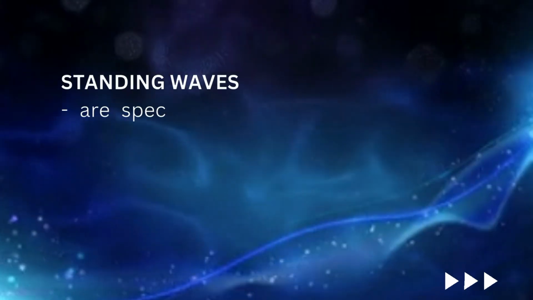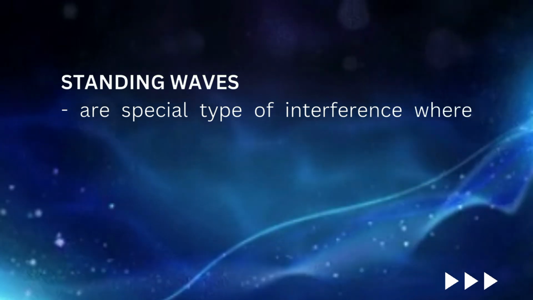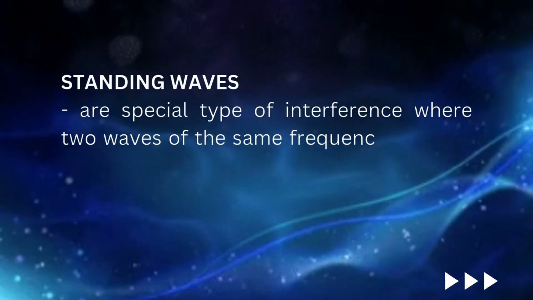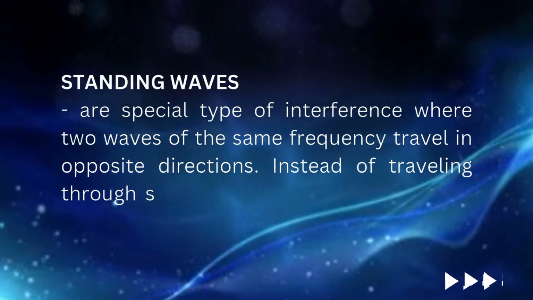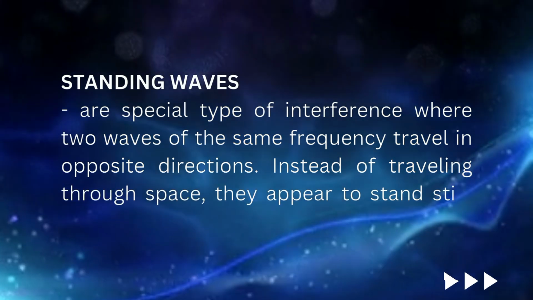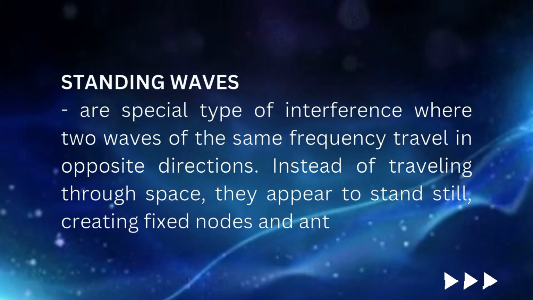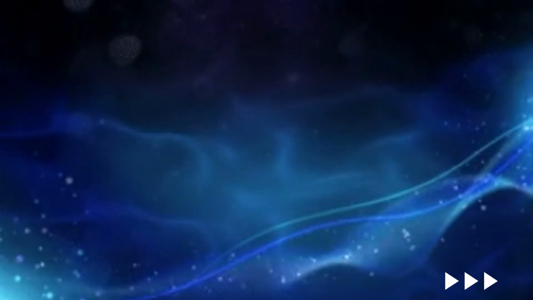Standing waves are a special type of interference, where two waves of the same frequency travel in opposite directions. Instead of traveling through space, they appear to stand still, creating fixed nodes and antinodes.